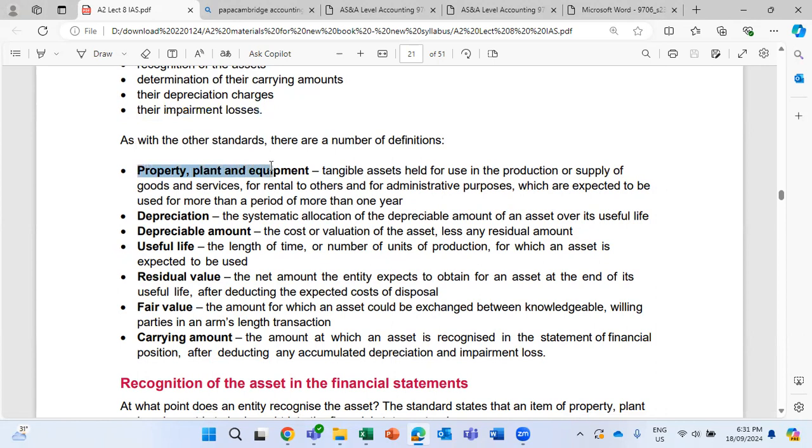Property, plant, and equipment. These are tangible non-current assets held for use in the production or supply of goods and services. Simply put, these refer to tangible non-current assets which can provide the business with future economic benefit for more than a year, of course.